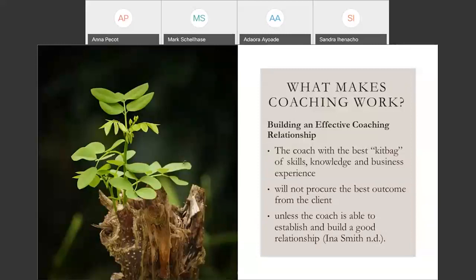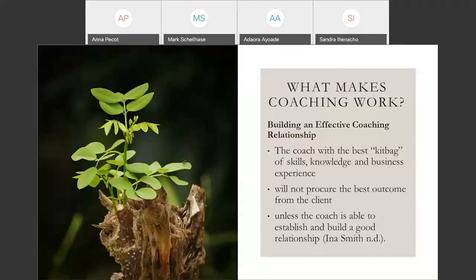And what does it mean to build a good relationship? One, there must be an agreement of trust and empathy. There must be an agreement of respect. I'm going to respect you, you're going to respect me. There must be an agreement of goals. What are our goals? What do we want to achieve? So it's very important that you as the coach work with the coachee to build an effective coaching relationship. When you're able to do that, you will see that coaching will definitely work.